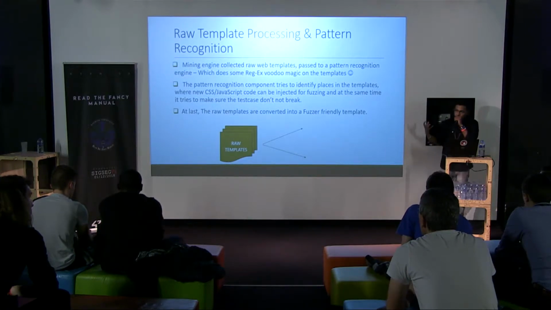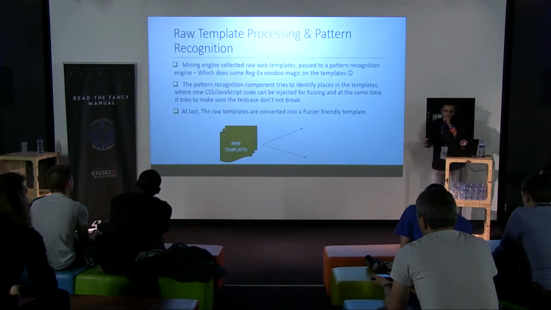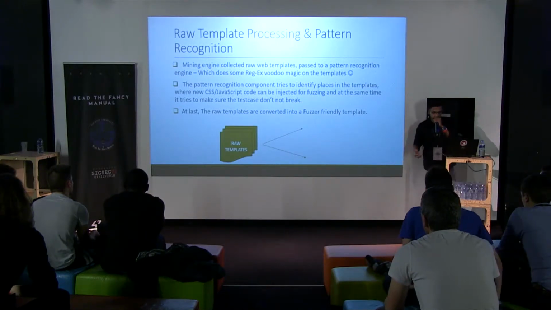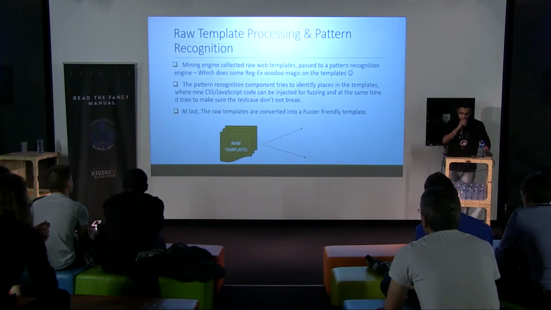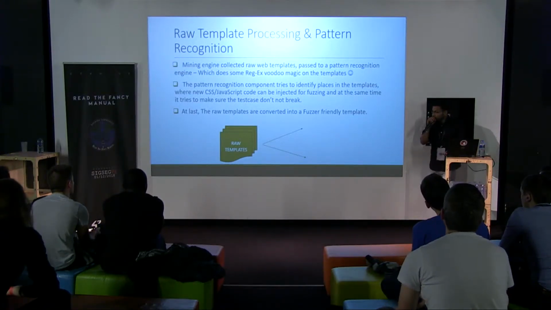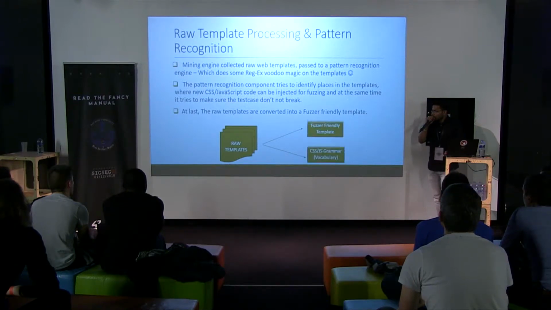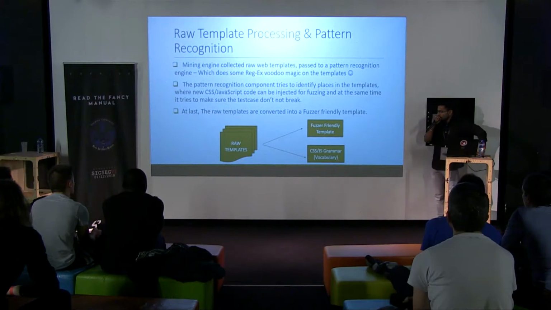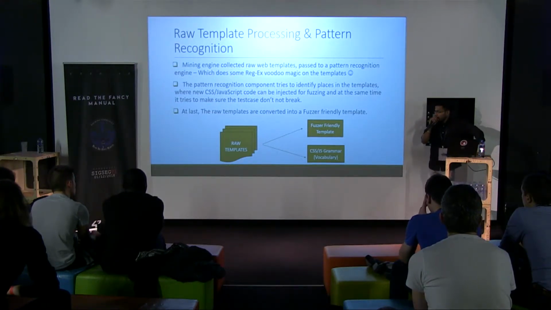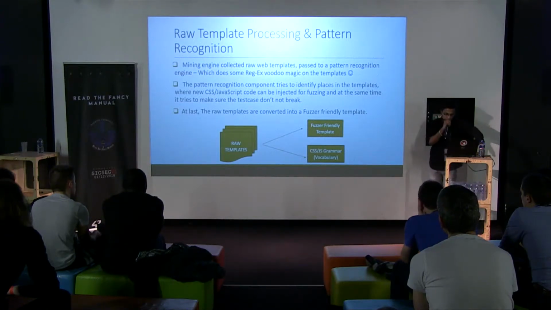Once the web pages are collected and mined, we have to pass them through a pattern recognition engine. The main goal of this process is to get two things out of these raw templates. The first thing is the CSS and JavaScript grammar, which is our vocabulary, and the second is the fuzzer-friendly template.